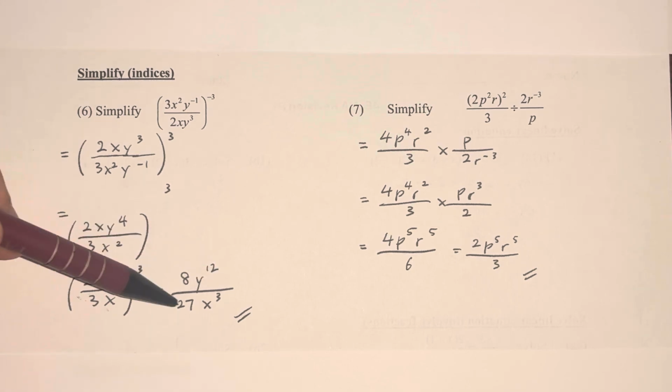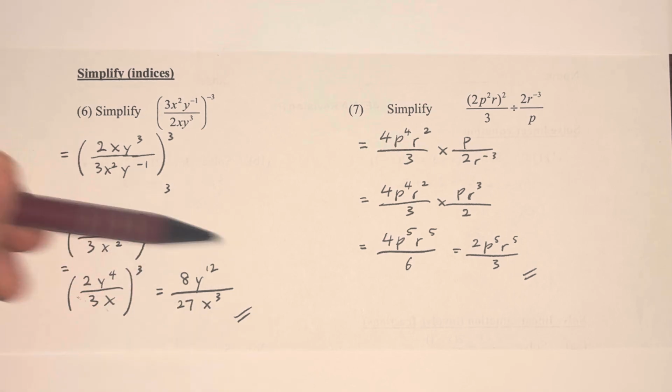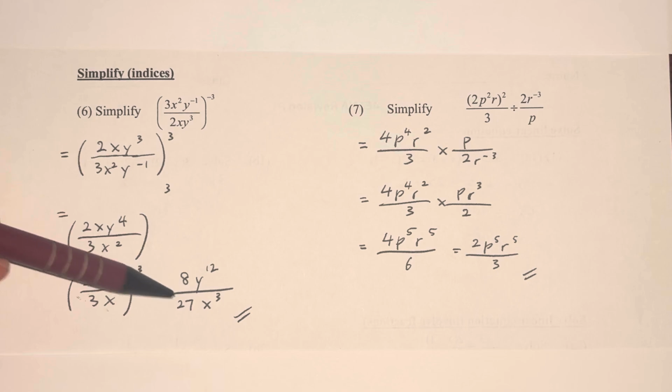3 to the power 3, 27. X to the power 3, x cubed. And then I just need to check whether anything can cancel. Cannot. So that's the answer.